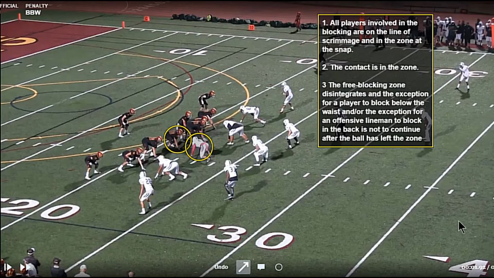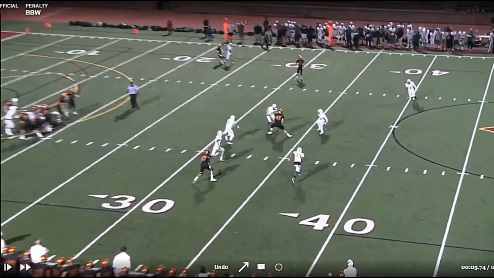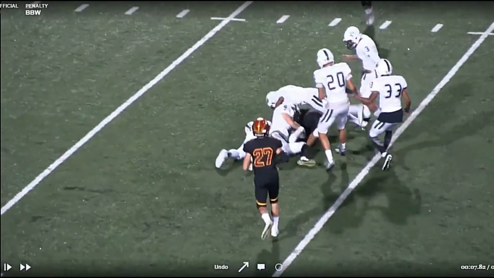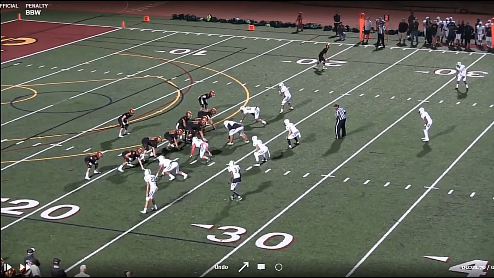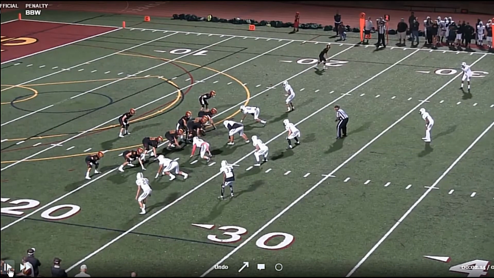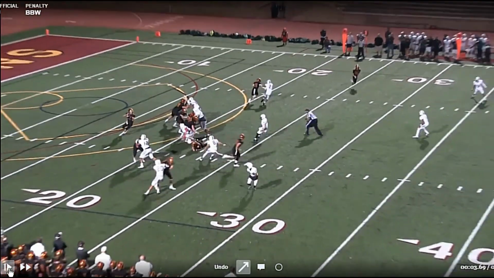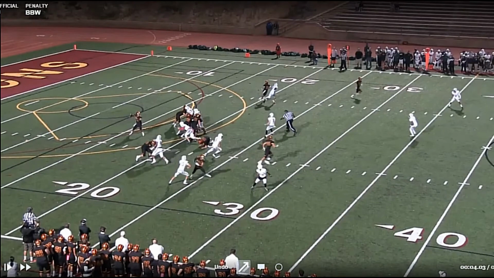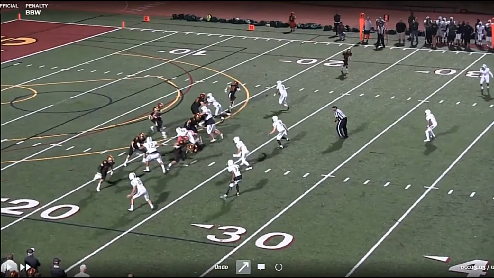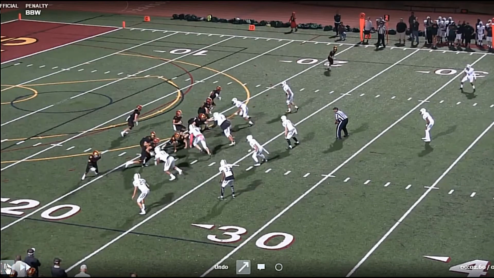So let's take a look at this. We'll run it in real time. You can see that block right there. That would otherwise be illegal, but it's in the free blocking zone. The free blocking zone is not disintegrated when the block occurs. That's below the knee. But the ball is in the zone when the block begins, right there.